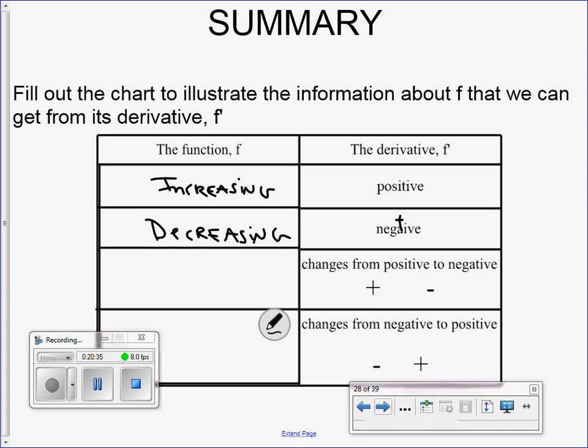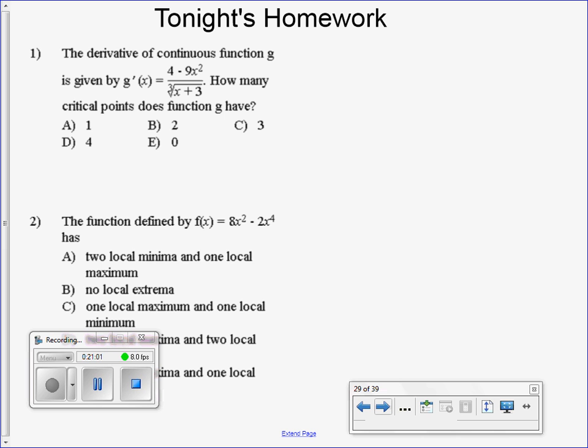All right. What if the derivative changes from positive to negative? What about the function? Relative max. And if the derivative changes sign from negative to positive? Relative min. Any questions?